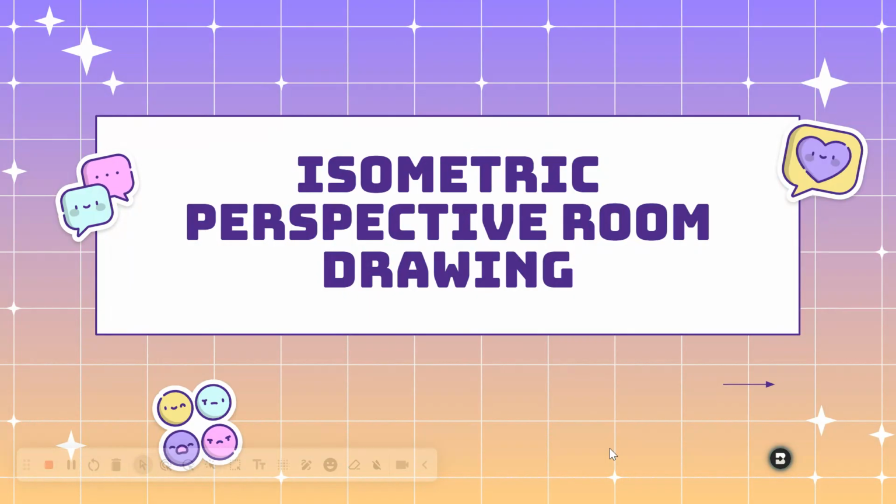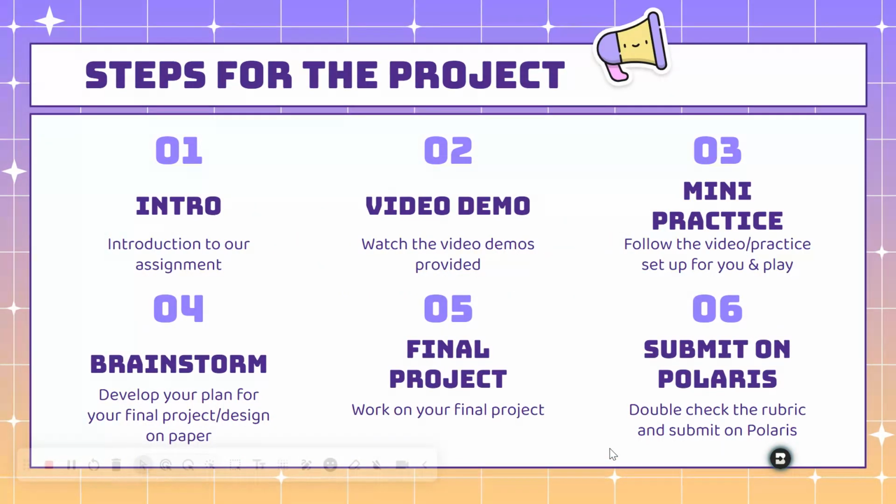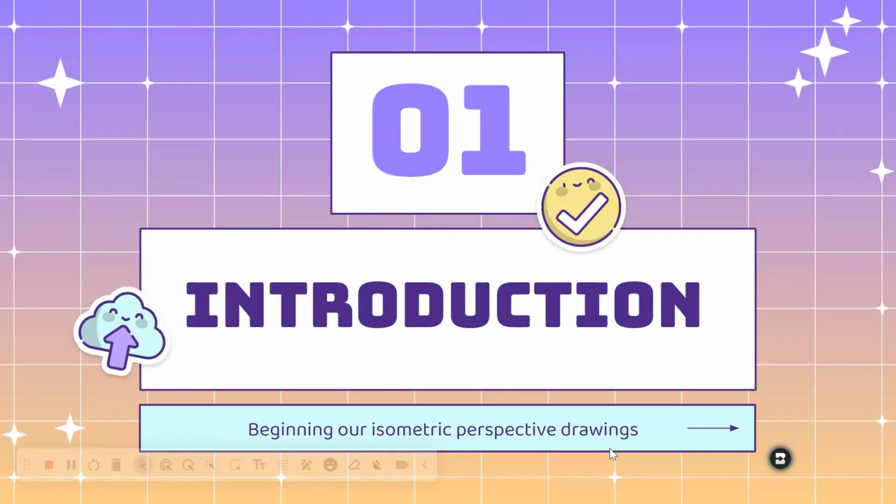We're doing the isometric perspective room drawing. This is actually a big favorite of the kids in the past because there's so much creative freedom in how you decorate the space. So we'll do a quick intro. You'll watch the video demos, do a mini practice, brainstorm your design, and then create your final project. And then we'll submit all of that on Polaris.